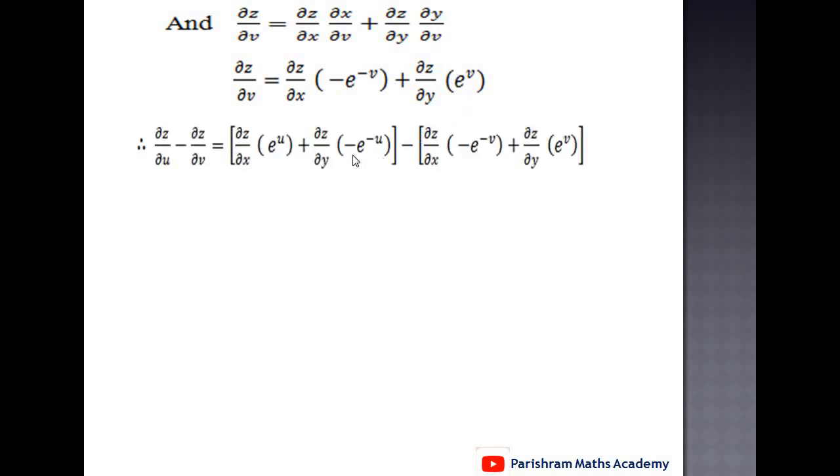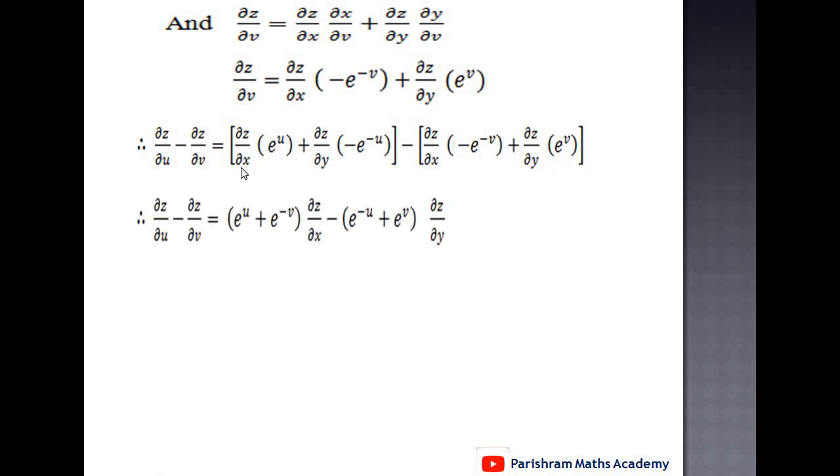And therefore dou z by dou u minus dou z by dou v equal to, you can substitute the value of dou z by dou u and dou z by dou v, which are nothing but dou z by dou x into e raised to u plus dou z by dou y into minus e raised to minus u, minus dou z by dou x into minus e raised to minus v plus dou z by dou y into e raised to v.